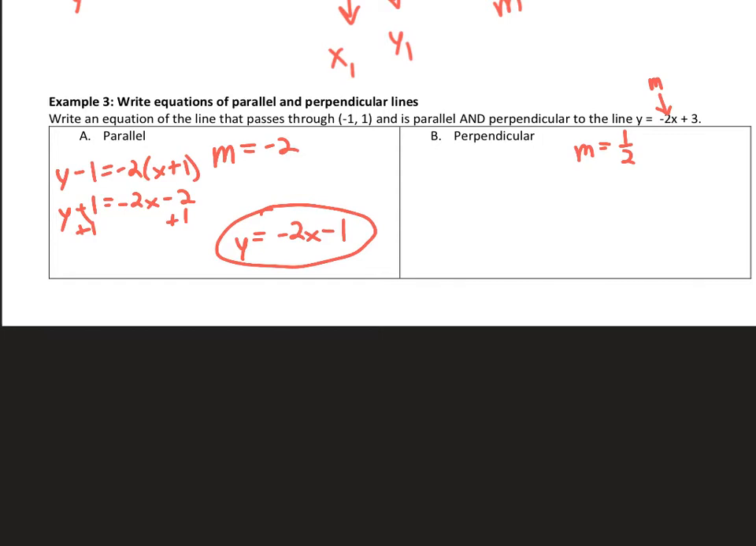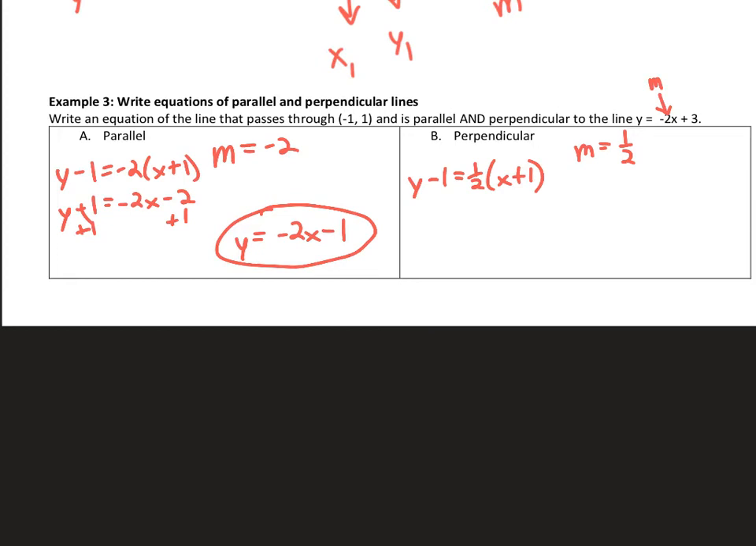So next, the perpendicular line. Basically, the first part of it's going to be the same. It's still going to be y minus 1, and it's going to be 1/2 times x plus 1, because the point they go through is the same. We're just changing around the slopes.